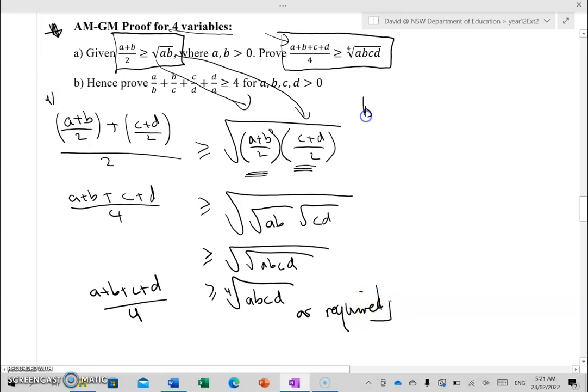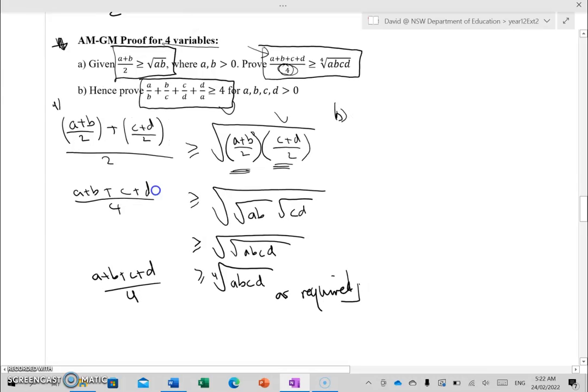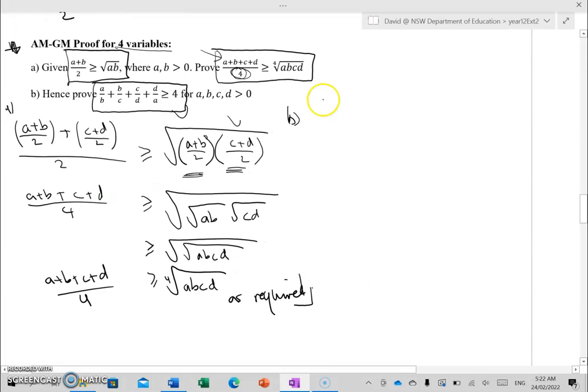Part B, hence prove this result here. So hence meaning we need to use the part A result. The 4 on the right hand side will probably come from this 4 here. So I'm using the AM-GM. I'm just going to simply write down exactly what we've got there. So the first bit's going to be A over B, the next bit's going to be B over C, the next bit's going to be C over D, the next bit's going to be D over A, all divided by 4 because there's 4 things, greater than or equal to the fourth root of the product.